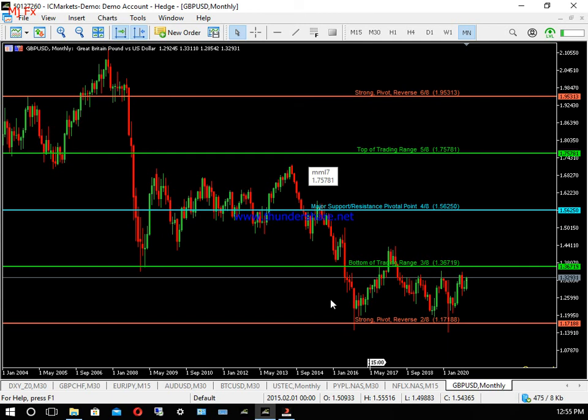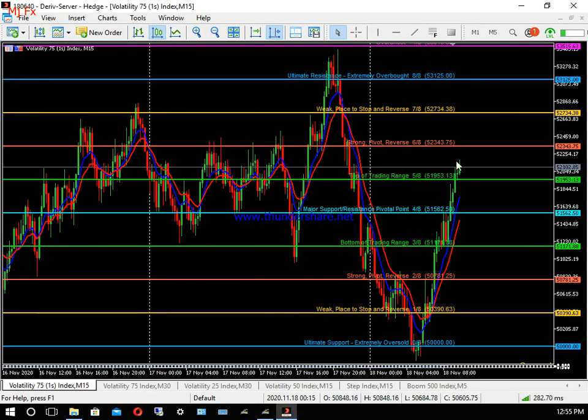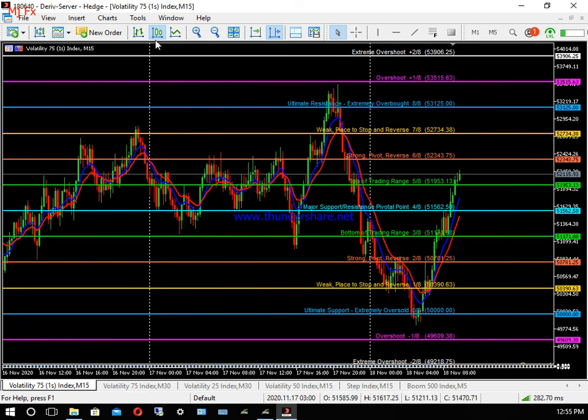There's something I've not touched on. It still works on V75 1S, not the normal V75. This is 1S. It has not yet been manipulated on this, because many people dumped this software after it was manipulated on V75. So this one is still working. You can see it came all the way to overshoot, reacted to it, sold, came down again to overshoot, reacted to it, bought.